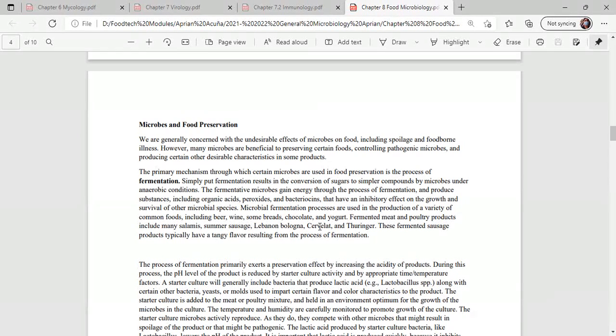With microbes and food preservation, we are generally concerned with the undesirable effect of microbes on our food, including spoilage and food-borne illness. However, many microbes are beneficial to preserving certain foods, controlling some pathogenic microbes, and producing certain other desirable characteristics in some products. So here are the microbes that are helpful in food production.